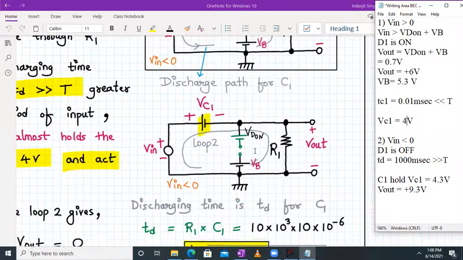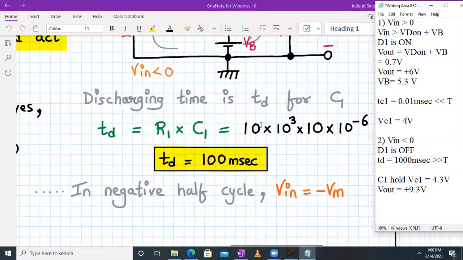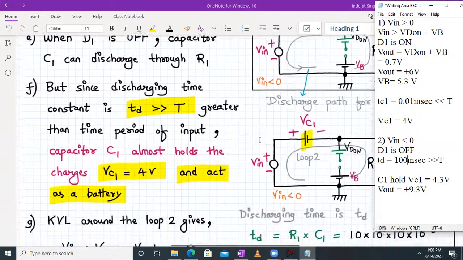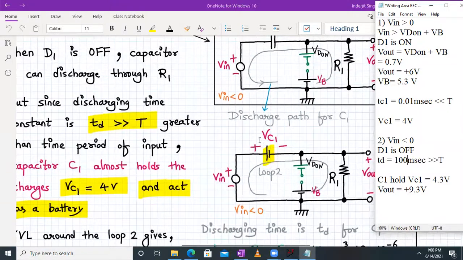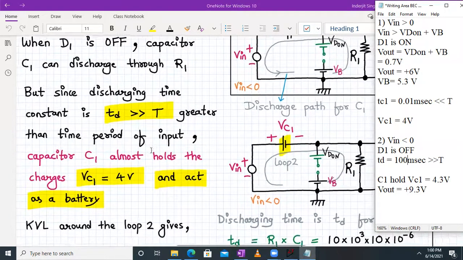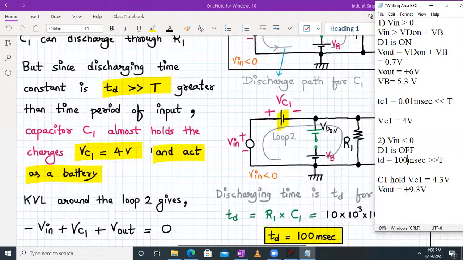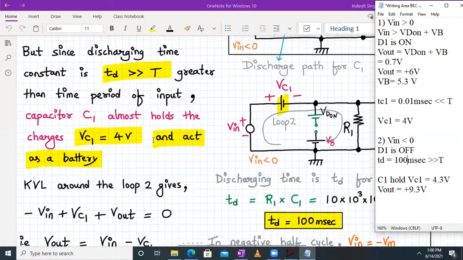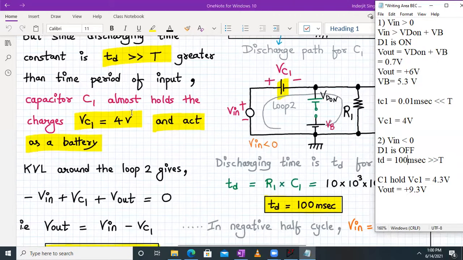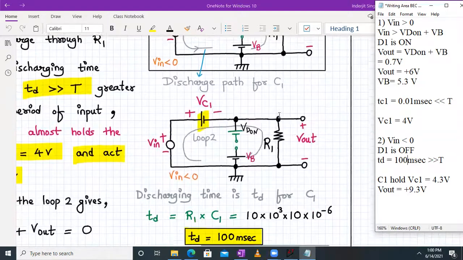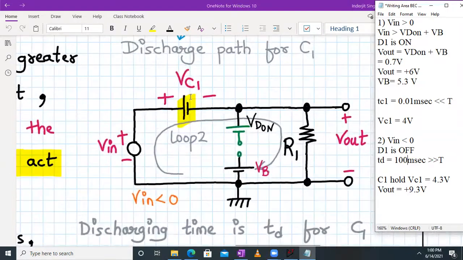But we saw that the capacitor discharge time over here is around 100 milliseconds, which is much, much greater than the time period of the input signal. So even if the capacitor tries to discharge in the negative half cycle, the discharging is very slow. Sorry, slow, not small. The discharge time is very large, but the discharging is very slow. So we can consider that the capacitor is almost holding the charge, and it acts as a battery. That's why we have replaced this capacitor by a battery with a plus and minus polarity from left to right like this, Vc1.